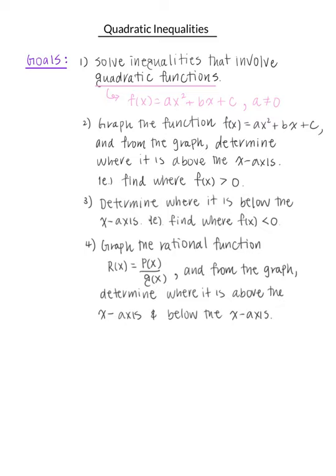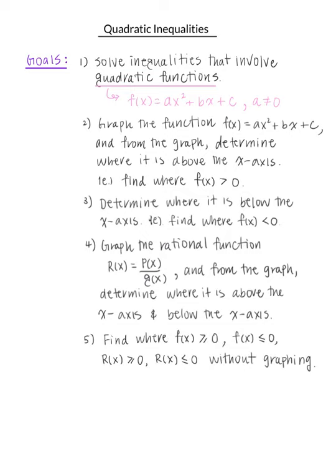And goal number 4 is graph the rational function r of x equals p of x over q of x, and from the graph, determine where it is above the x-axis and below the x-axis. And our goal number 5, we want to find where f of x is greater than or equal to 0, or just strictly greater than 0, or f of x is less than or equal to 0 or less than 0, and do the same thing for our r of x without graphing. It sounds like there are a lot of things that we're going to do, but it is not as bad as you think. So let's do some examples.